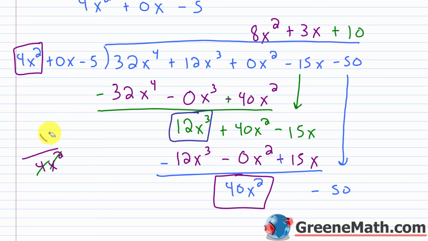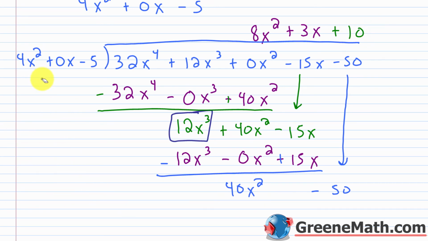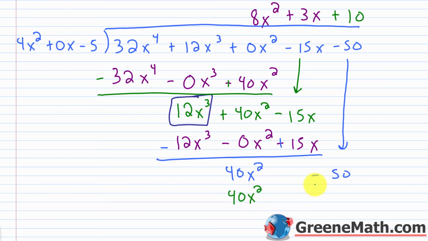Now I'd multiply. Let me erase all this. 10 multiplied by 4x squared is 40x squared. Then if I had 10 times 0x, remember 0x is just 0. So if I multiply 10 times 0, I get 0. So I could put a 0 here. I could put plus 0 here and plus 0 here. It doesn't matter. You can even put plus 0x and plus 0x, just as placeholders so things make sense.